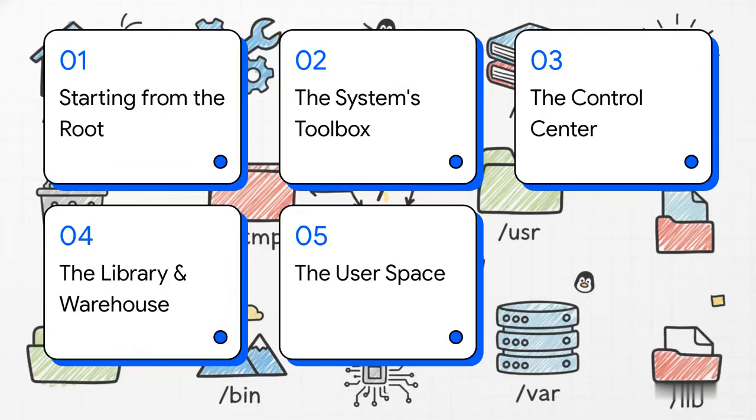All right, so here's our game plan. We'll kick things off at the absolute foundation, the root. Then we'll dive into the system's toolbox, take a peek at the control center, check out the library and the warehouse, and finally, we'll land right in your personal user space. By the end, you'll have the whole layout down.